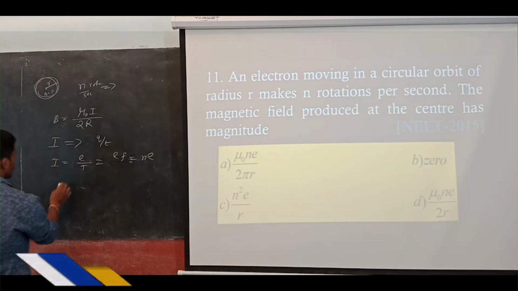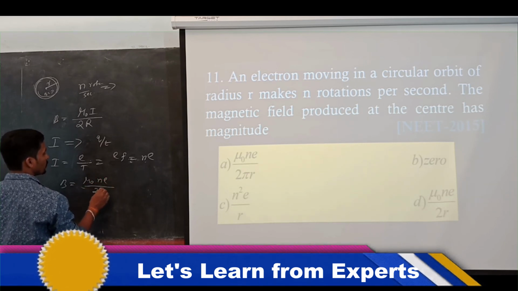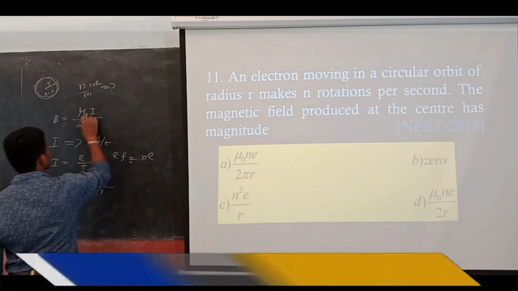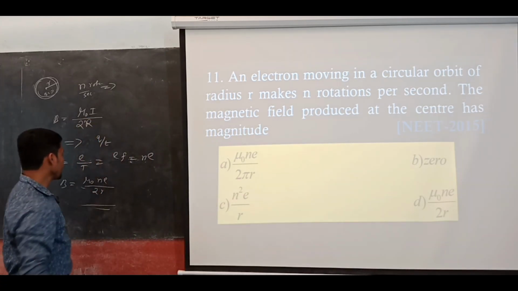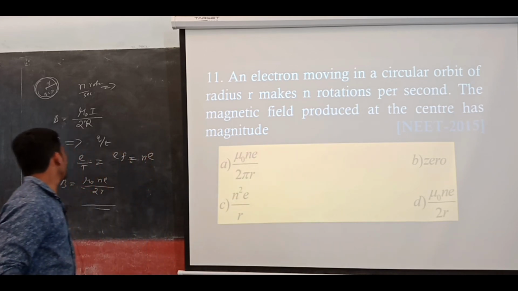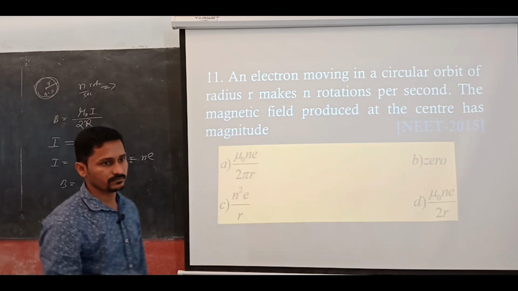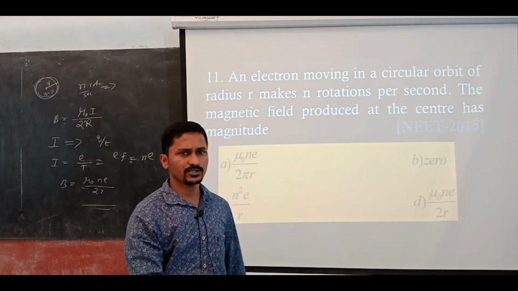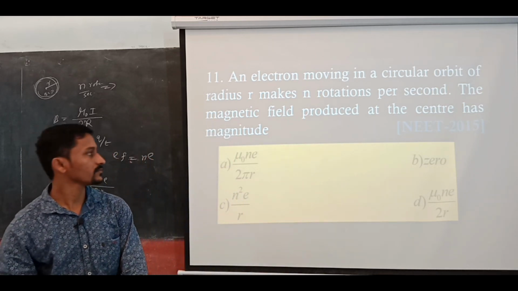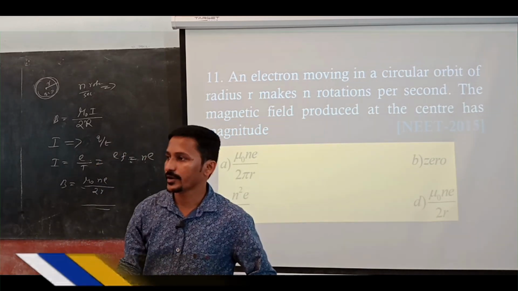Apply there. So B is equal to mu naught into n into e divided by 2r. I am going to write small r because they have given small r, right? Mu naught n into e divided by 2r. Simple problem. You have to think a little. For all the numerical problems you have to think, right? That is very much necessary. The logical explanation, you should apply.